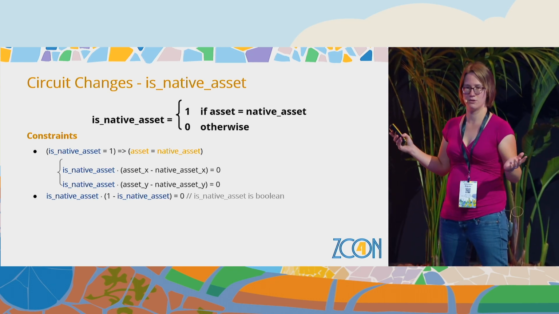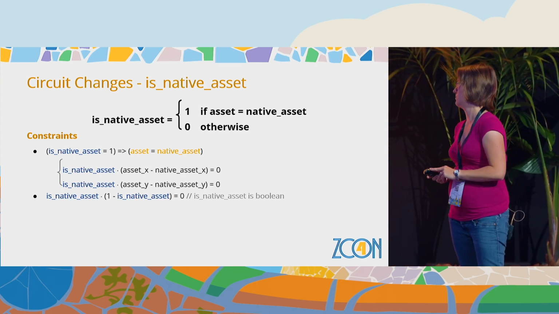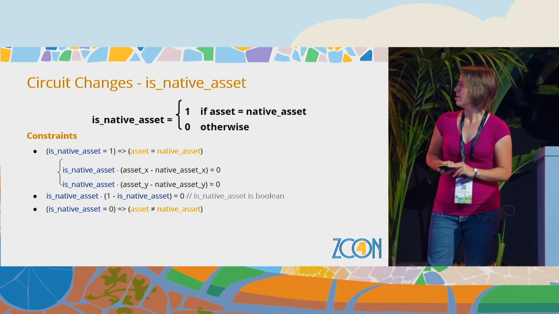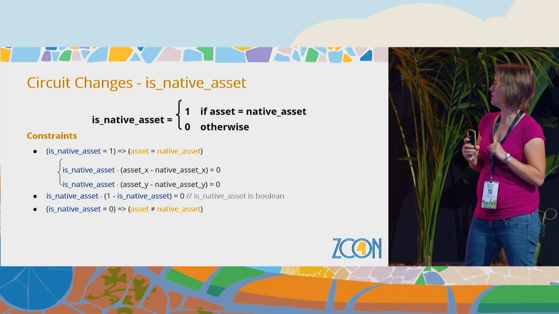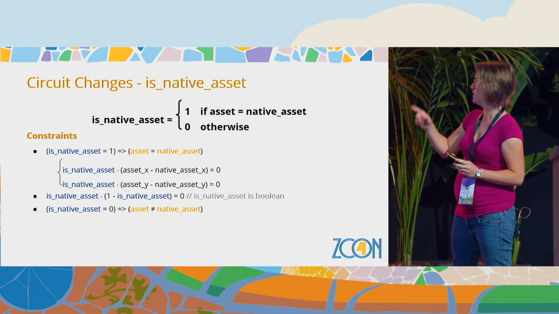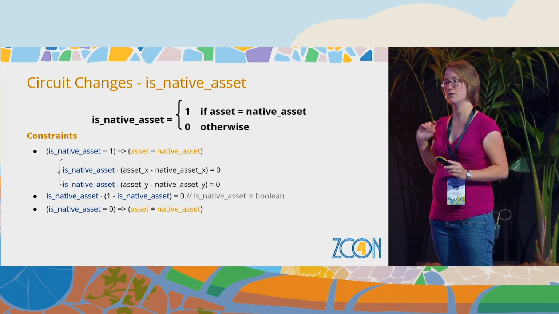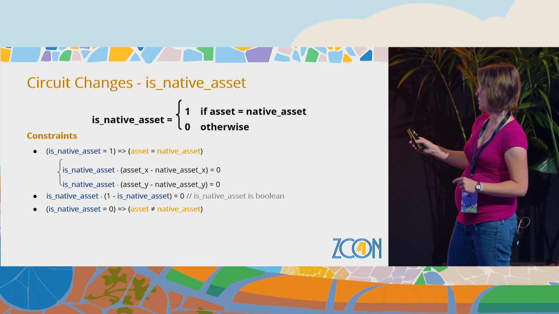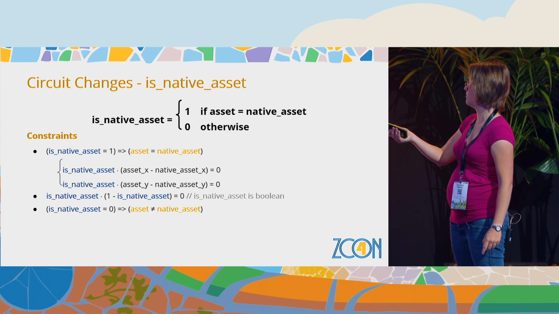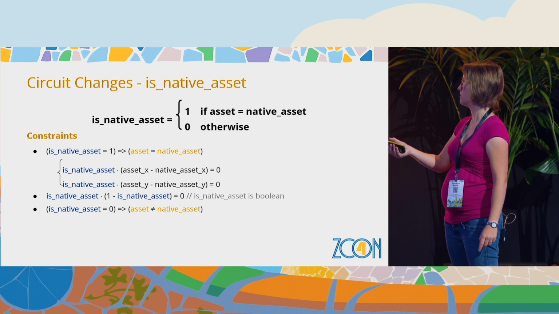And we could ask the same question: is this set of constraints sufficient? No. Because we did not check that if isNativeAsset is equal to 0, then asset is not equal to native asset. It means that previously we could have isNativeAsset equal to 0 and asset equal to native asset. Because if isNativeAsset is equal to 0, this equation will be verified, the second also, and the third also. So we need to add a new equation.